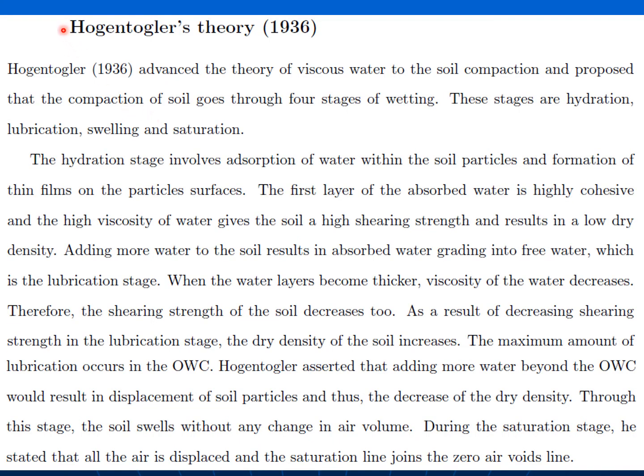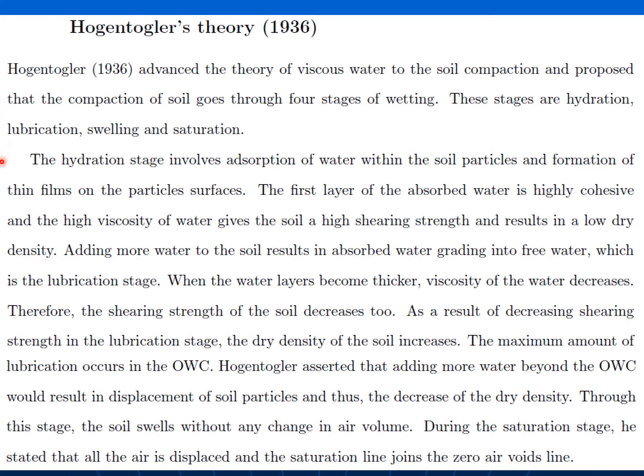Now look at the theory of Hagen-Togler's. Hagen-Togler in 1936 advanced the theory of viscous water to the soil compaction and proposed that the compaction of soil goes through 4 stages of wetting. These stages are hydration, lubrication, swelling, and saturation.